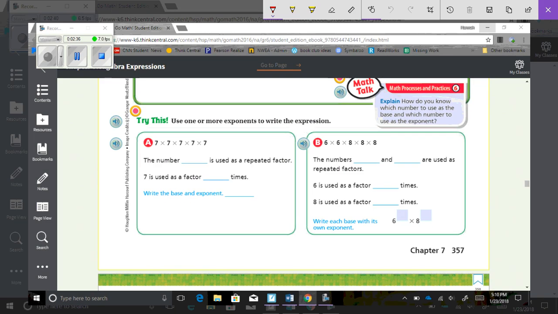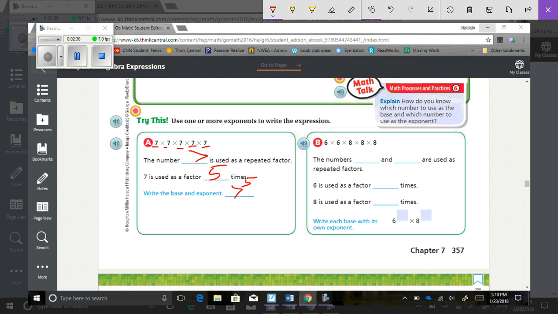Okay, so we're going to try this one. What number is being repeated? 7 is used as a repeated factor. 7 is used as a factor 1, 2, 3, 4, 5 times. So we're going to write it as the base of 7 to the 5th power.